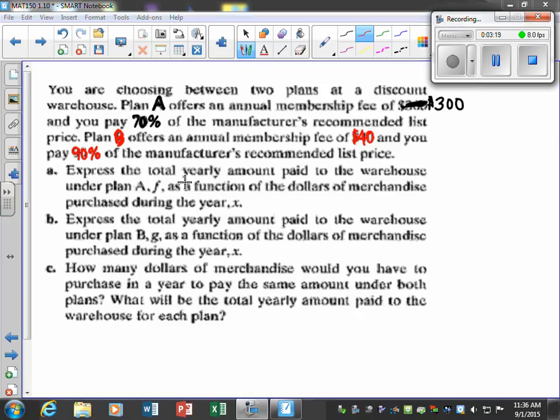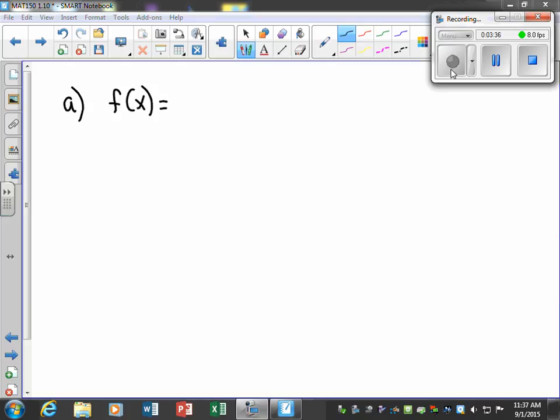Part A says express the total yearly amount paid under plan A as a function of the dollars purchased during the year x. So we want to write plan A as a function just like we did in the previous one. So the membership is $300, plus 0.70x. Remember, you write a percent as a decimal by moving it 2 places to the left. So this represents plan A.